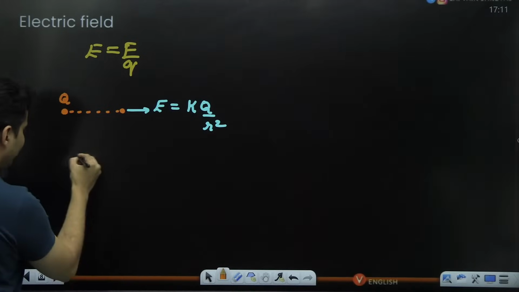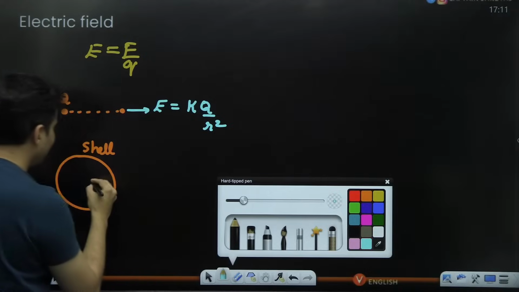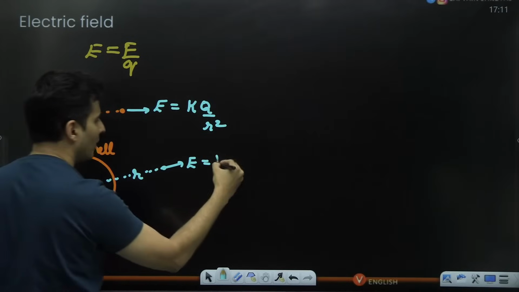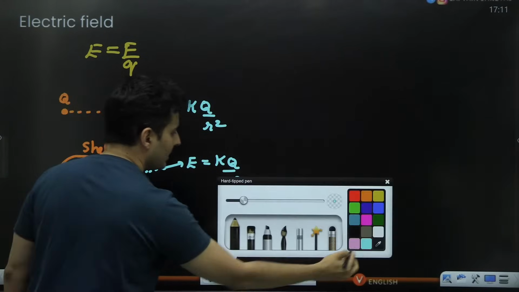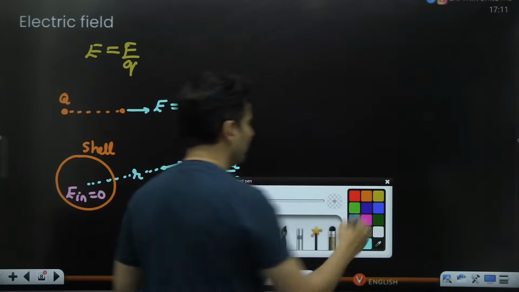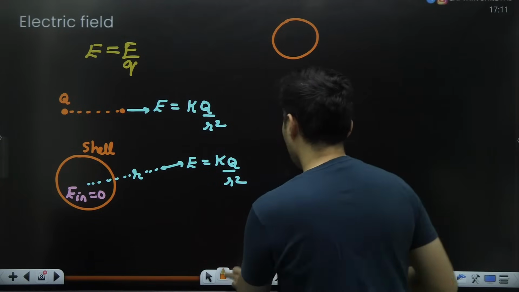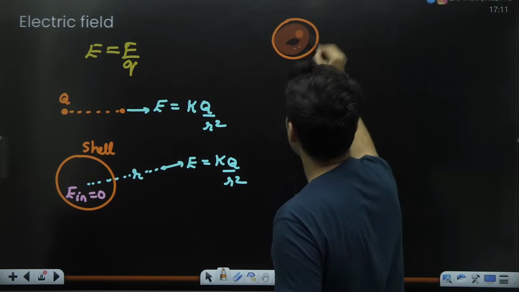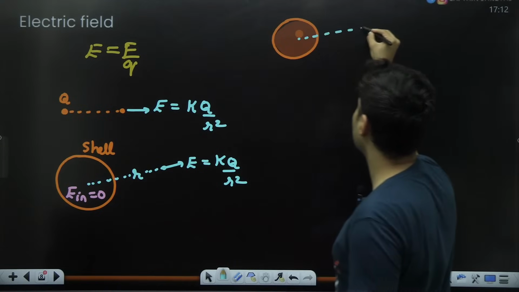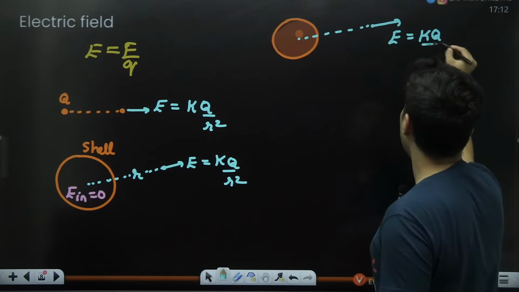Similarly, if you have a shell, then once you are outside that particular shell at a distance of r, the electric field is given by the same formula, kQ divided by r square. It's just that when you're inside, no matter where you are, the electric field is going to be 0 for a shell. Similarly, if you have a solid sphere which is uniformly charged, then when you are outside, again the formula is the same, so the electric field is given by kQ divided by r square.